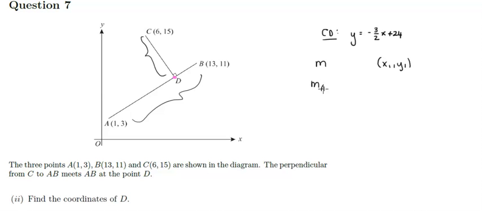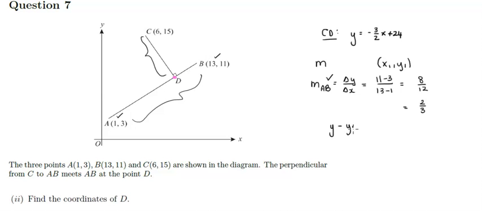The gradient of AB is always change in y over change in x. So AB is 11 minus 3 over 13 minus 1. We did this in the previous question, but I'm just doing it again just in case. And this is going to be 2 over 3. So now that we have the gradient of AB, and we have points on the line of AB, we can now get the equation of AB.